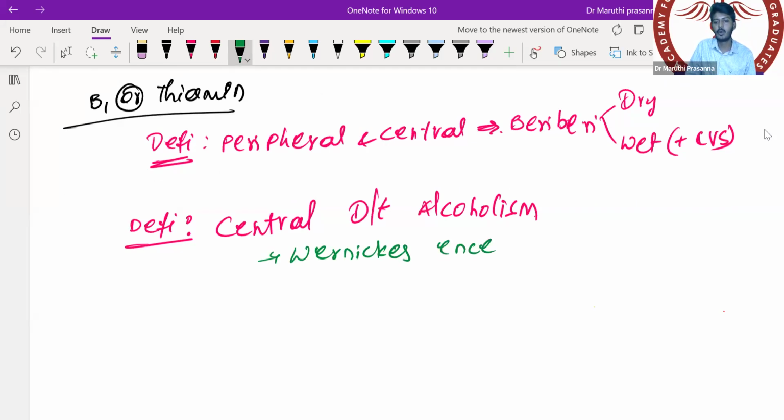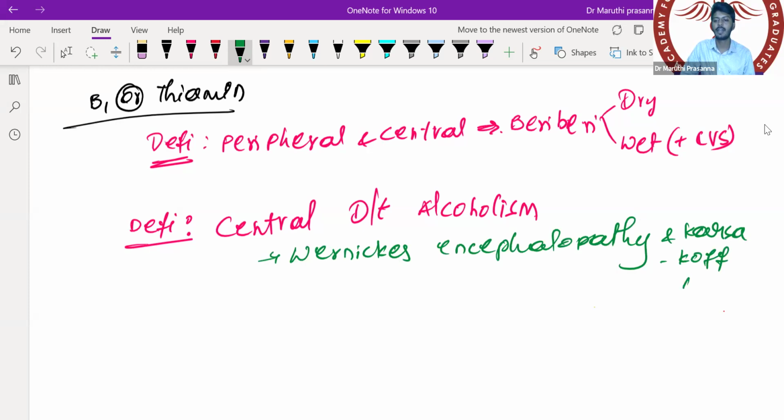Wernicke's encephalopathy. So Wernicke's encephalopathy is the condition that you are going to encounter. It is associated with Wernicke's encephalopathy and Korsakoff psychosis. Both are possible. Wernicke's encephalopathy will be associated with global confusion, which means the patient will have confusion.